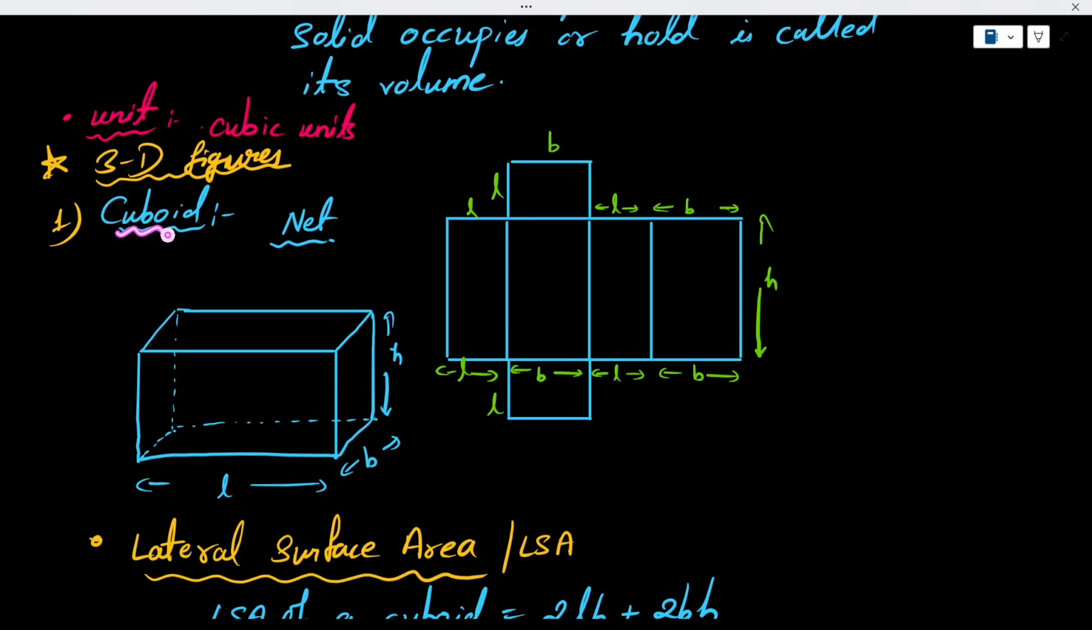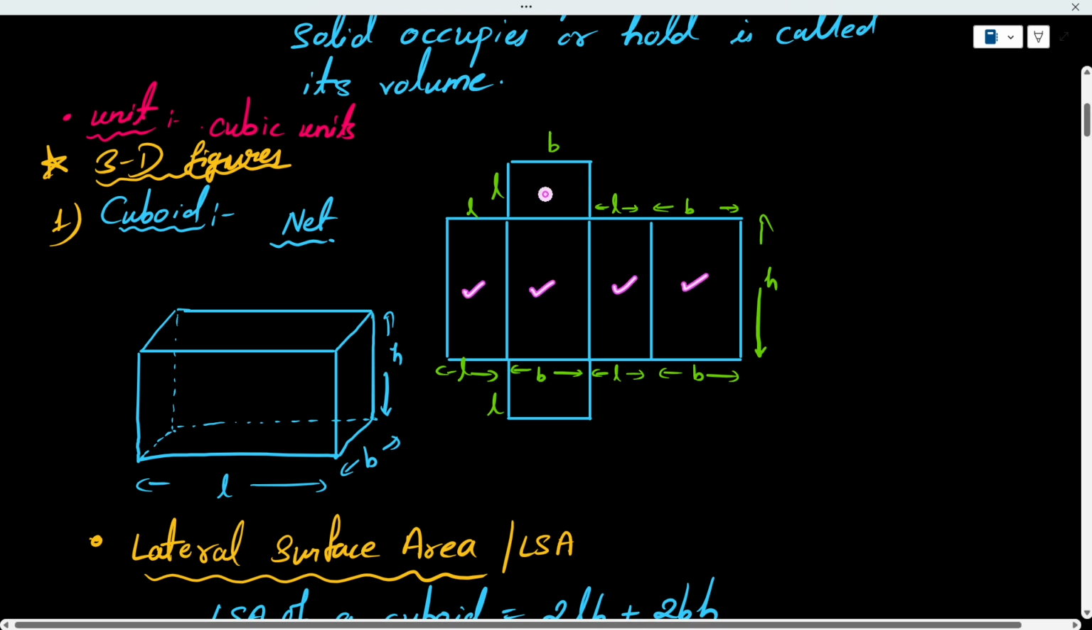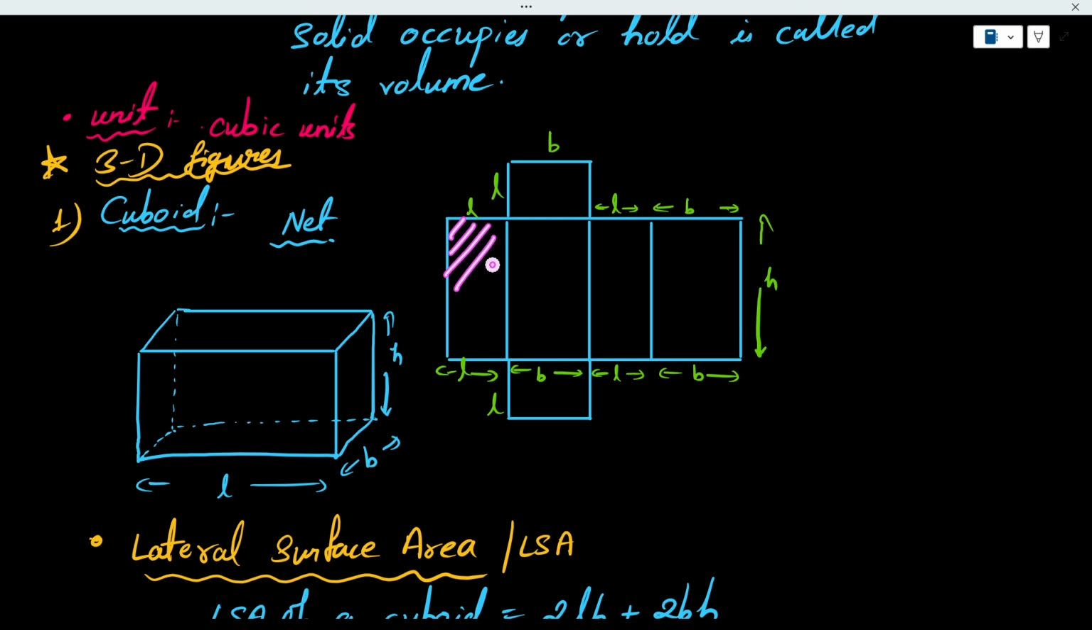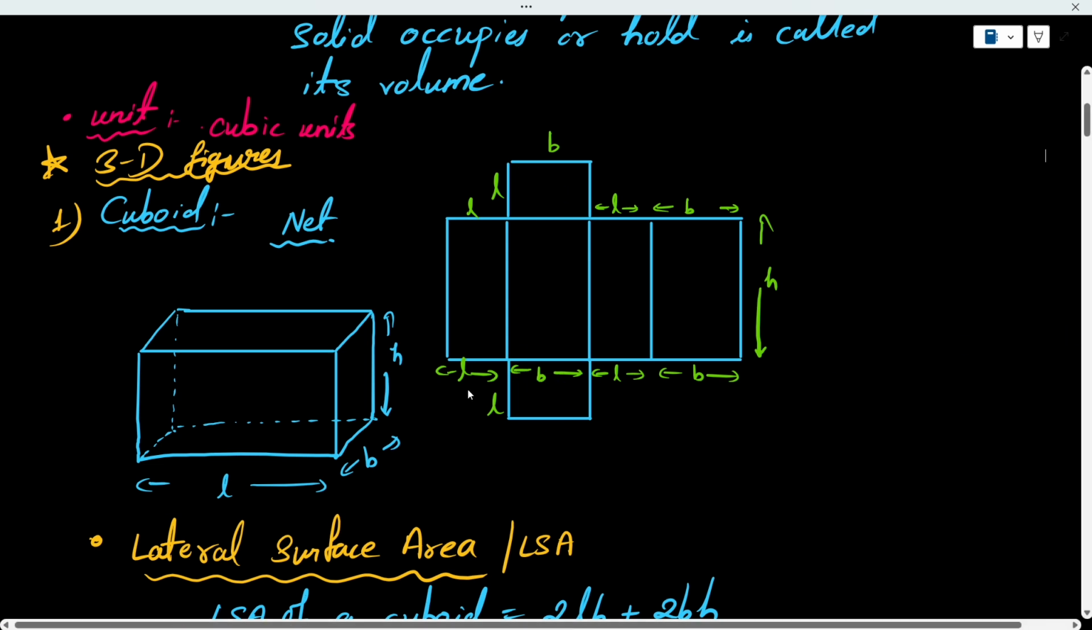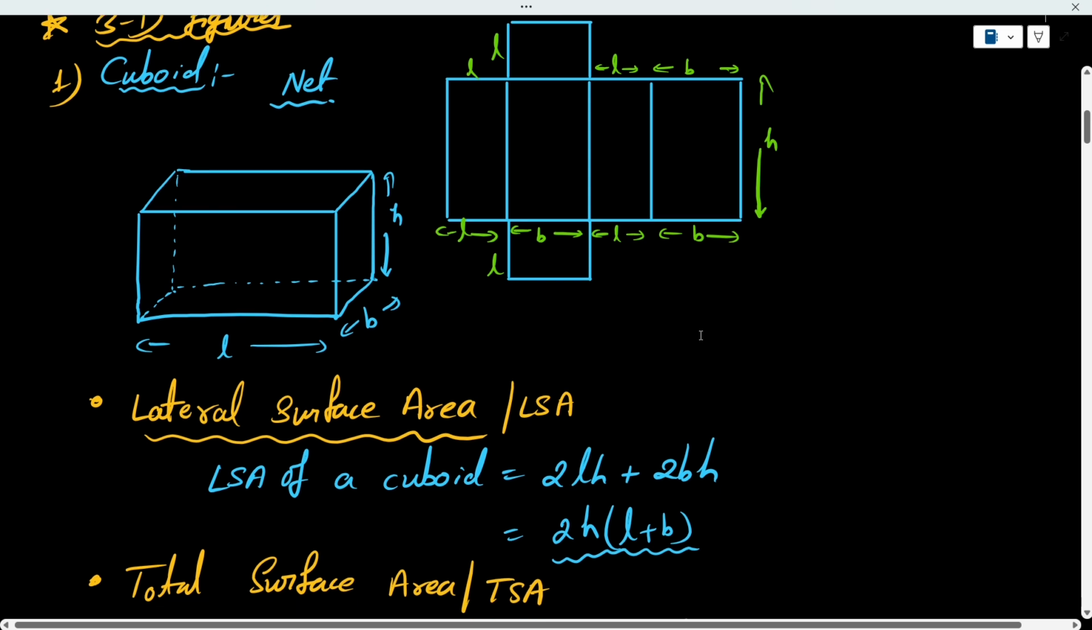So the first 3D figure is the cuboid. There are 6 faces, 1 2 3 4 5 6. All these faces are nothing but two-dimensional figures. If you see here, this is a rectangle. So what will be the area of this? LH, this will be BH, this one will be LH, and this is also BH, this will be LB, and this is also LB.